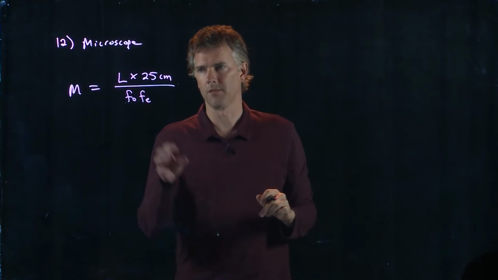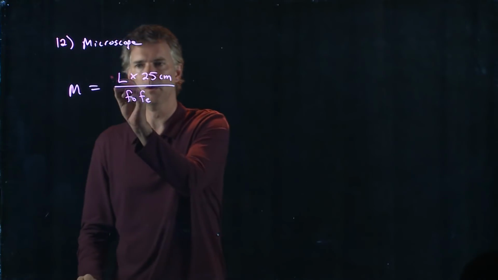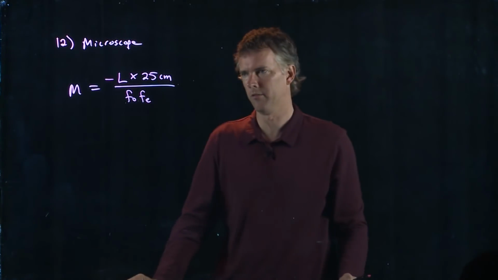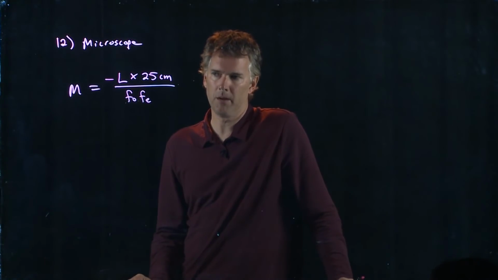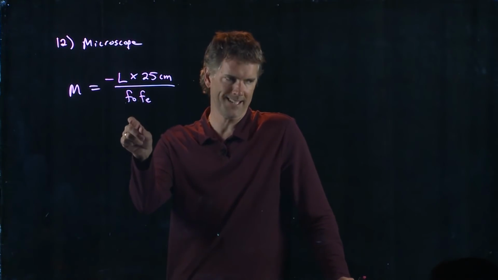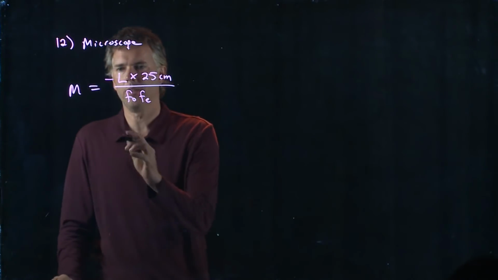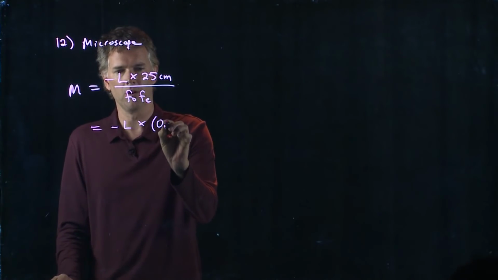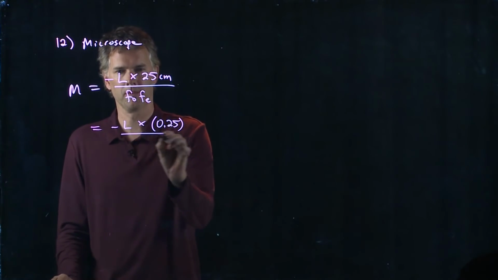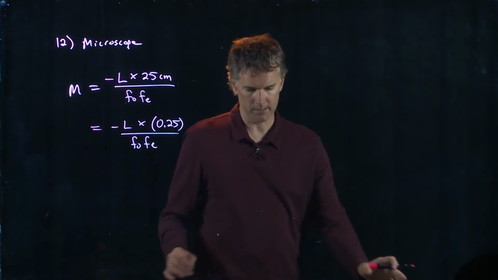Okay, that's right. And I think maybe there's a minus sign to say it's inverted, right? But we don't really care about whether the image is inverted or not. So it's L times 25 centimeters over the focal length of the objective times the focal length of the eyepiece. So if we're going to keep everything in SI units, then this should be 0.25 over the focal length of the eyepiece times the focal length of the objective.